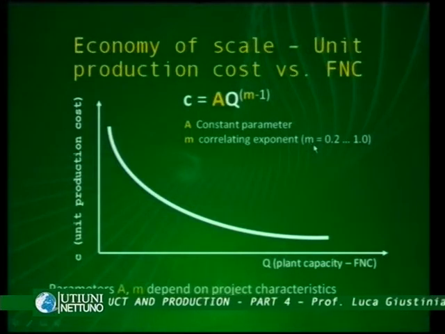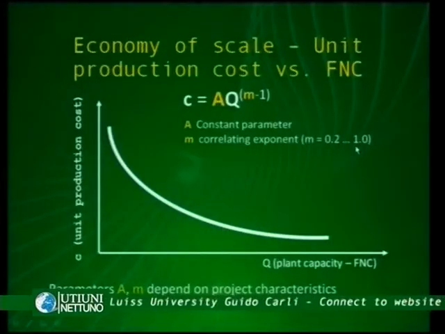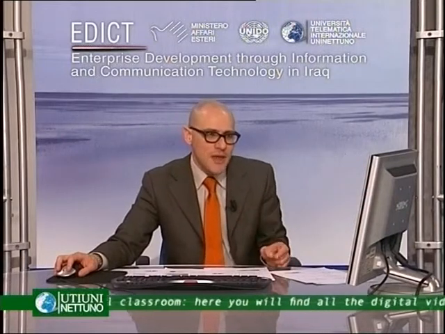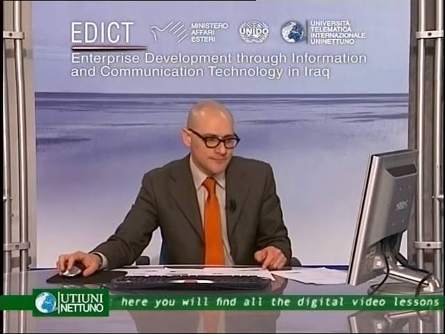So M assumes values between a number close to 0 and 1, and it is 1 for labor-intensive productions, as we will see, when there is the same contribution between labor and technology. If the impact of the capital is higher, so we have capital-intensive production, then M is lower.